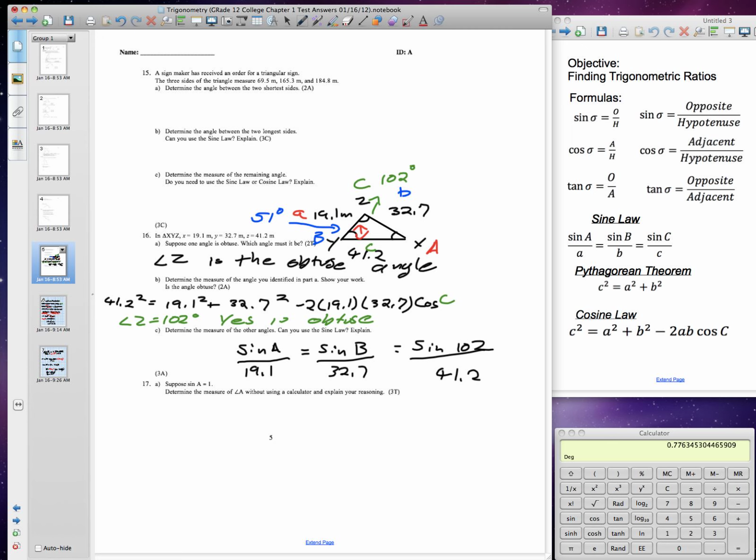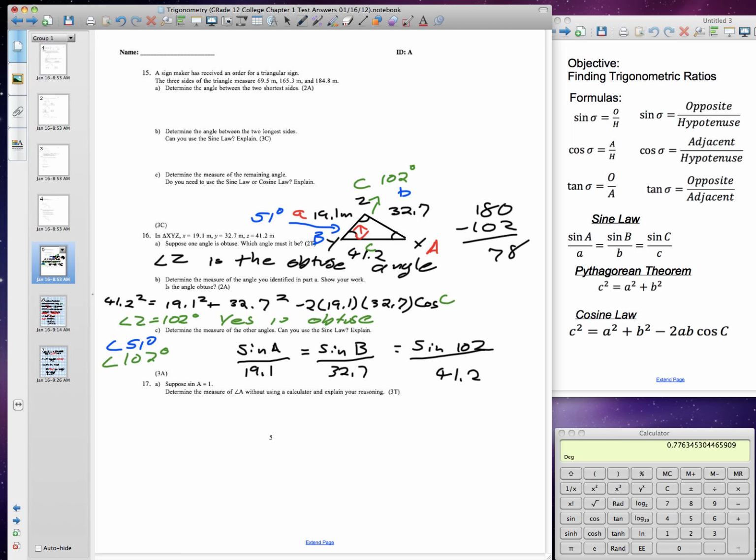So we're going to take 180, and we're going to subtract the two angles we already have, which are 102. That's going to give me 78. I subtract 51 from that. It's going to give me 27. So the third angle, which is angle A, is equal to 27 degrees.